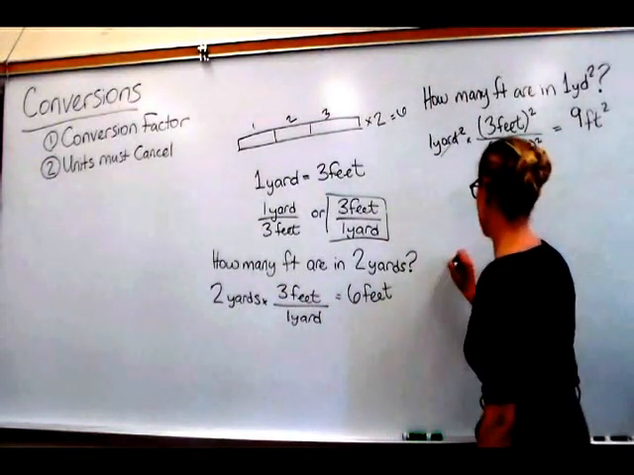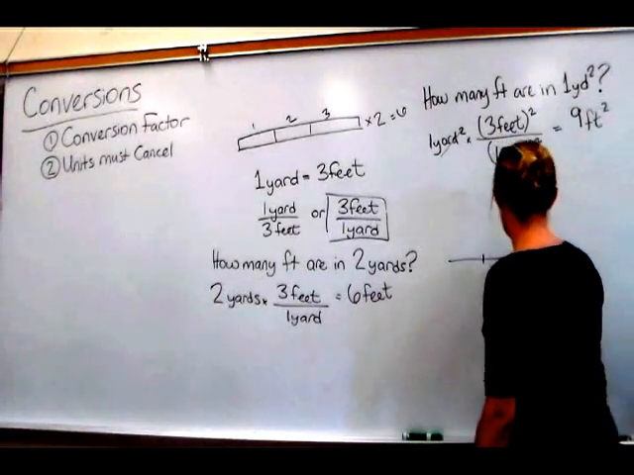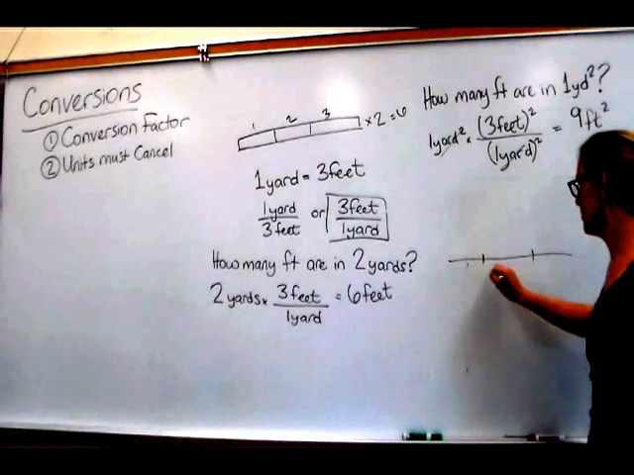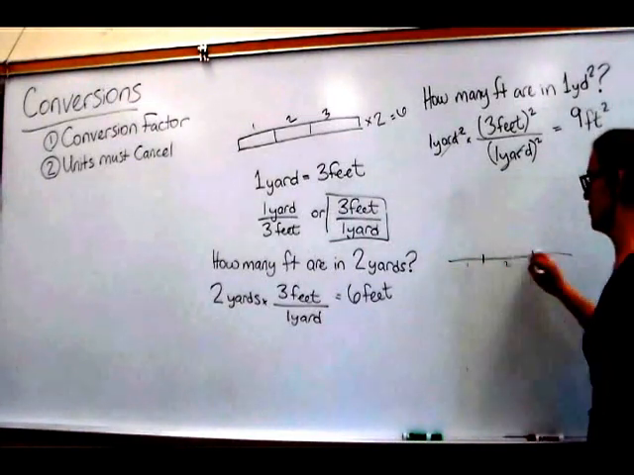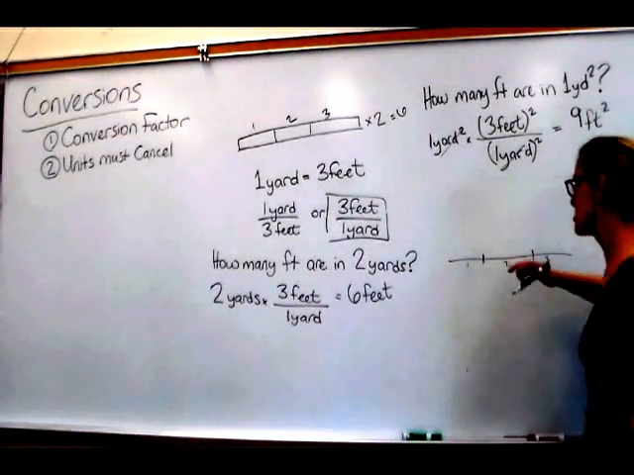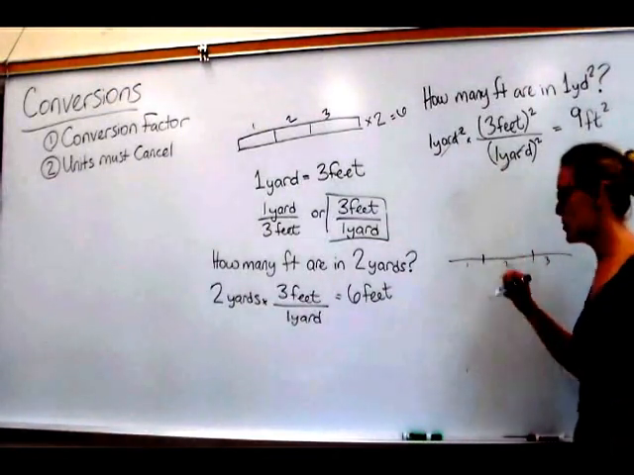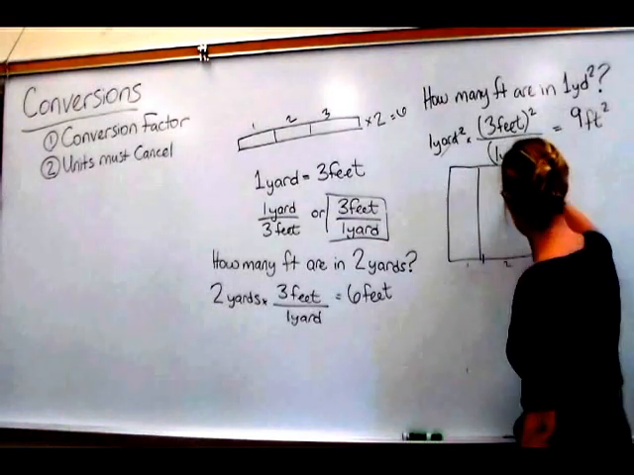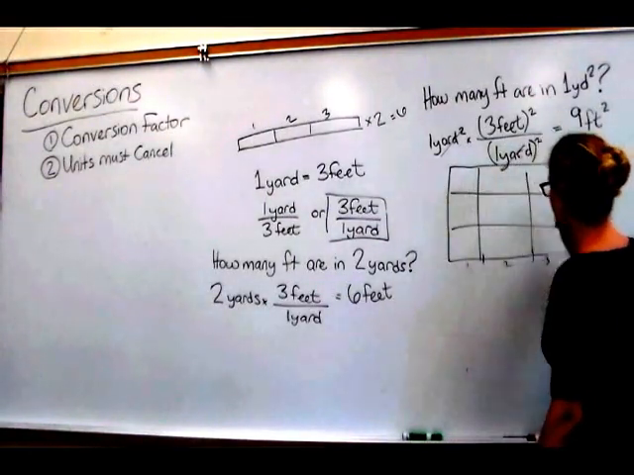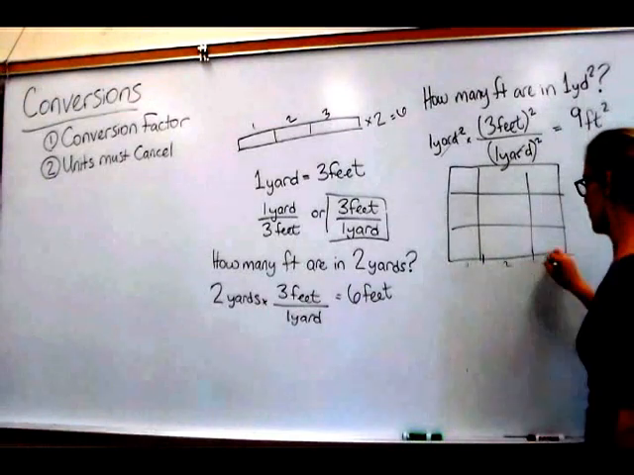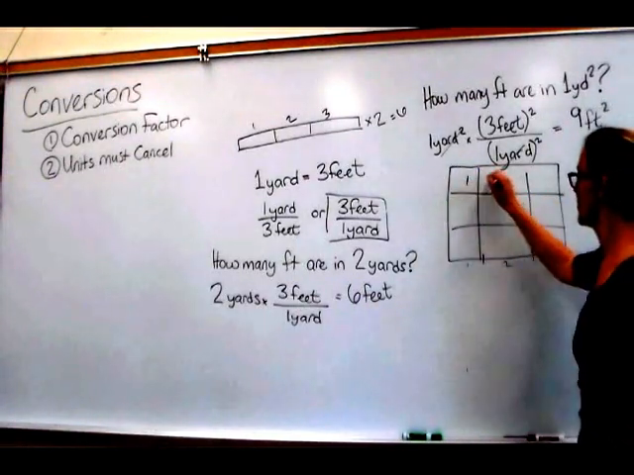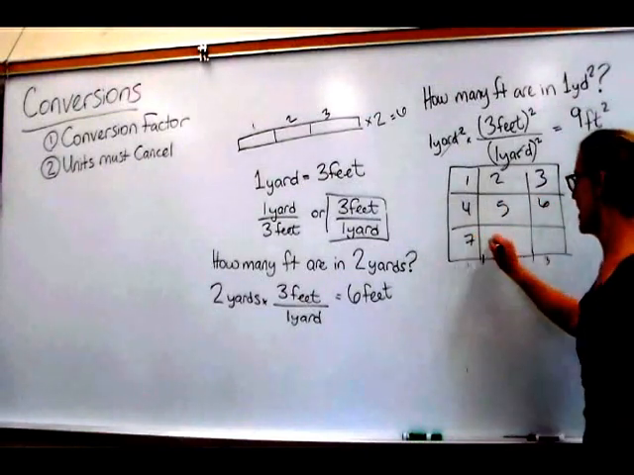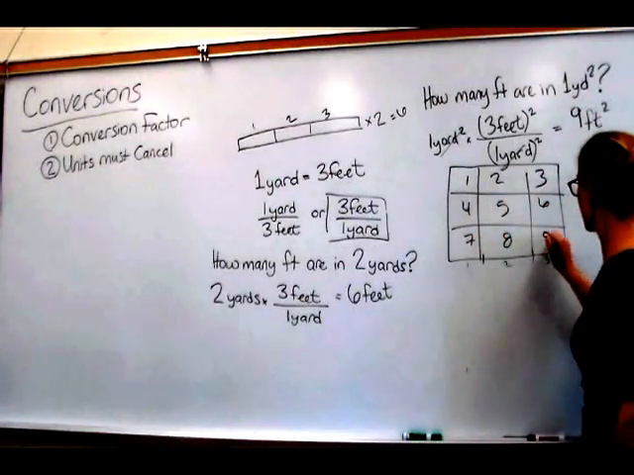And so to visualize this, if we imagine this line is our yardstick, and then we have 1 foot, 2 foot, 3 foot. If we were to square it, we can think of it now in 2 dimensions. So this would be 1 yard times 1 yard, or we could think of it as 9 feet squared.